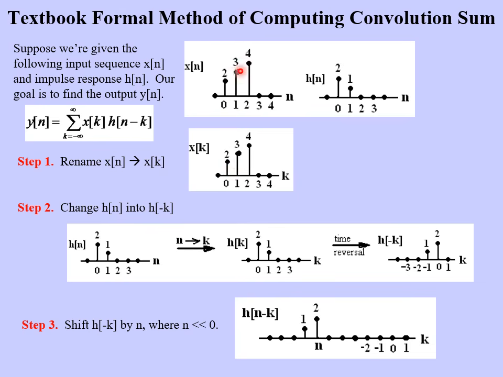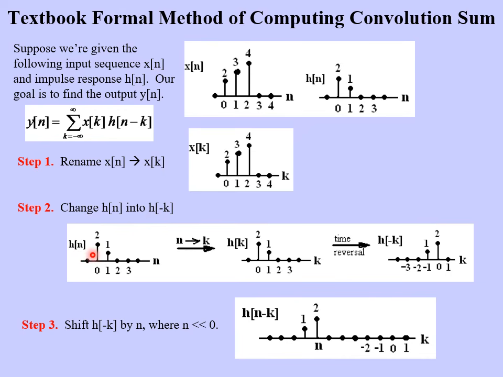Well, that's easy enough. We just take this and call it x of k instead of x of n. Obviously, our time index becomes k now. Now, what about h of n? Well, notice h of n has to go to h of n minus k. So the first thing we're going to do is find h of minus k. So we change the n to minus k.